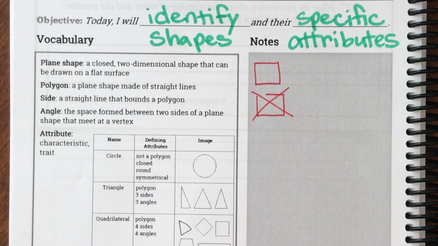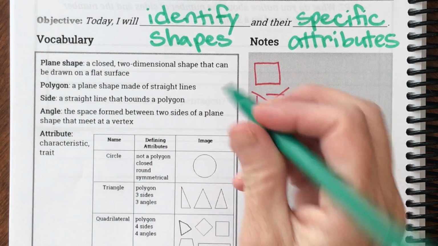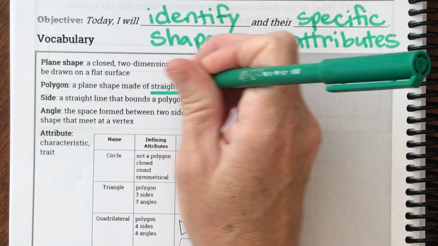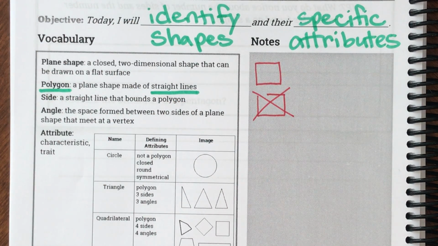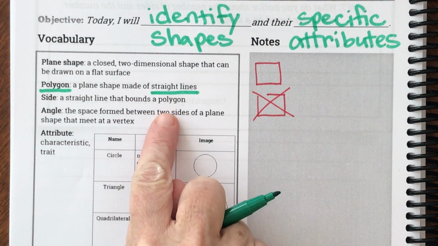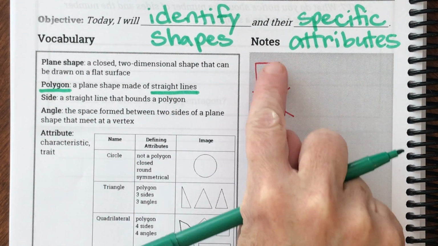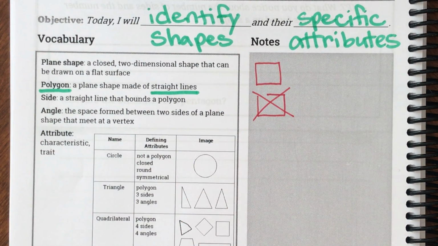Okay, our next word is a polygon. A polygon is a plane shape, so it means it's flat and closed, but it's made of straight lines. So let's underline polygon with straight lines. So a polygon has straight lines. Okay, our next word is side. It's a straight line that bounds a polygon. So this shape that I drew has 4 sides, and when we go through the shapes below, we'll talk about how many sides each has.